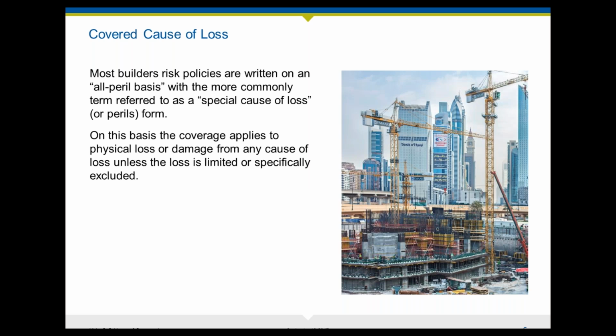Covered cause of loss. Most Builders Risk policies are written on an all-peril basis, or what's commonly referred to as a special cause of loss form. On this basis, the coverage applies to physical loss or damage from any cause of loss unless the loss is limited or specifically excluded. It is extremely important to read your coverage forms. Each carrier is a little different on what coverages automatically apply or what needs to be endorsed. So make sure that you read the coverage forms and all the assigned endorsements for that policy.